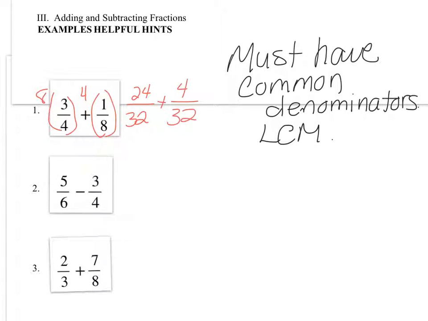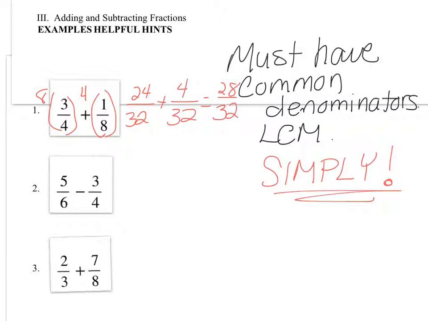Now that your denominators are the same, they stay the same. So you're going to get 28 over 32. Correct? Now we need to always simplify, which was the first section in this. You cannot leave it that way. So what number goes into 28 and 32? Okay, we need to find that number.